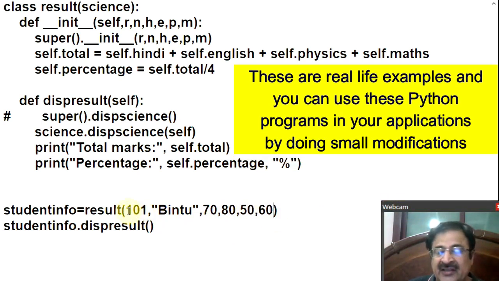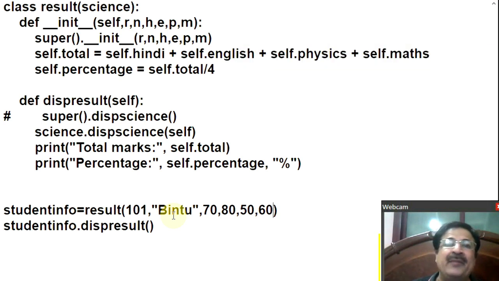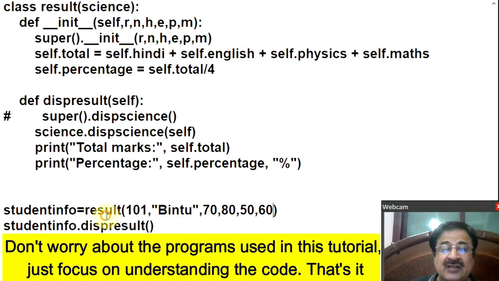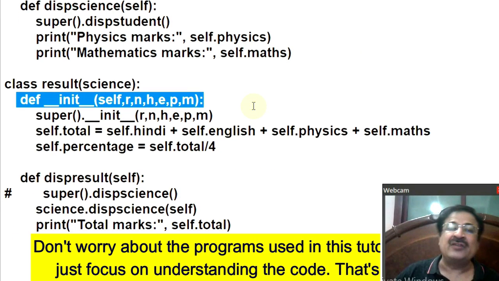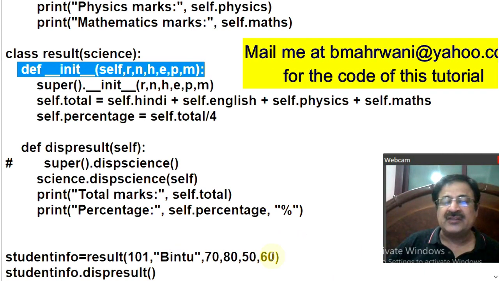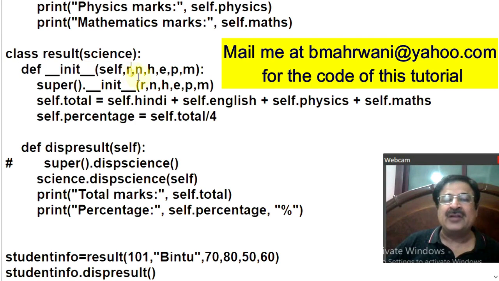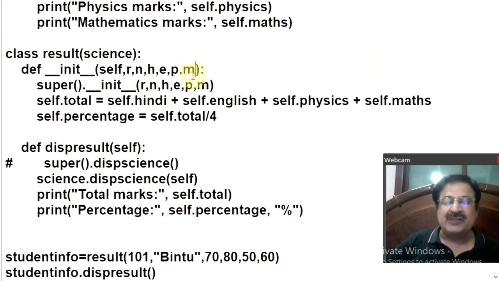So when you are sending few arguments, obviously the Python compiler will look for a parameterized constructor. Of which class? Result class. So control will jump over here, the parameterized constructor of the result class. And all these values 101, bin2, 70, 80, 50, 60 will be assigned to these parameters R, N, H, E, P and M. Assuming that these parameters are representing roll number, name, Hindi, English, physics and maths marks.